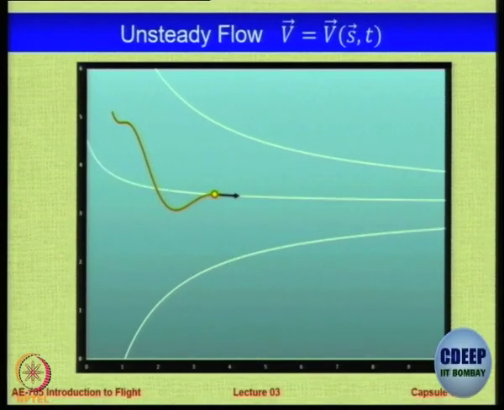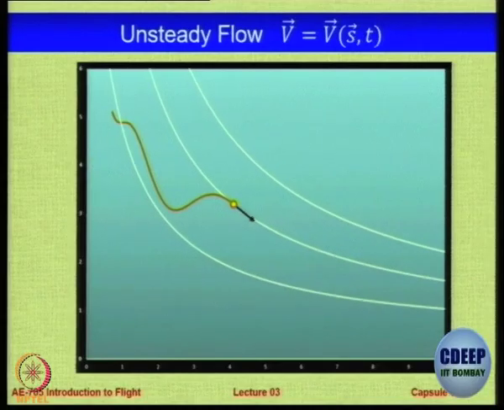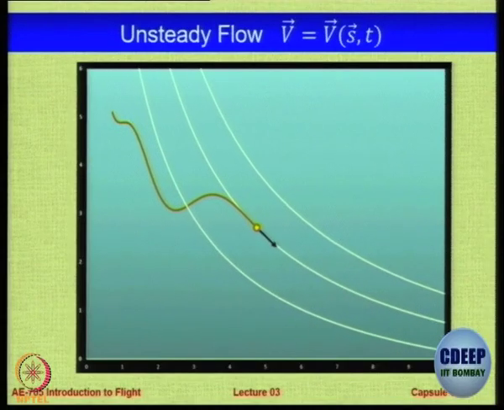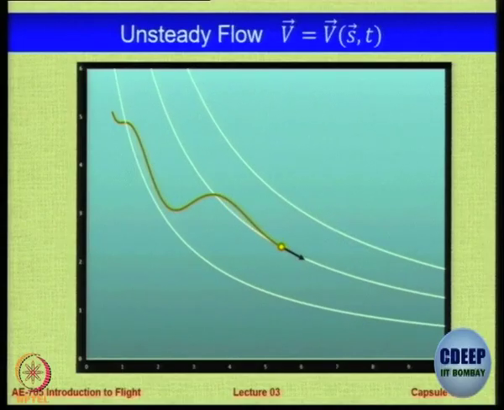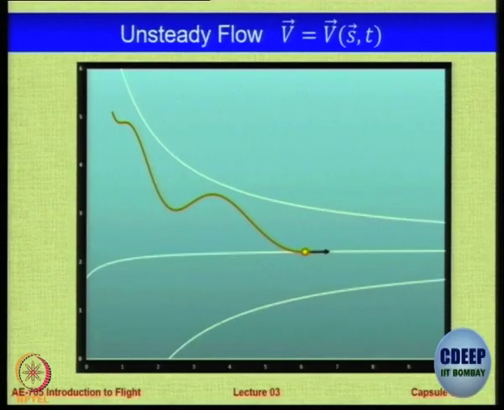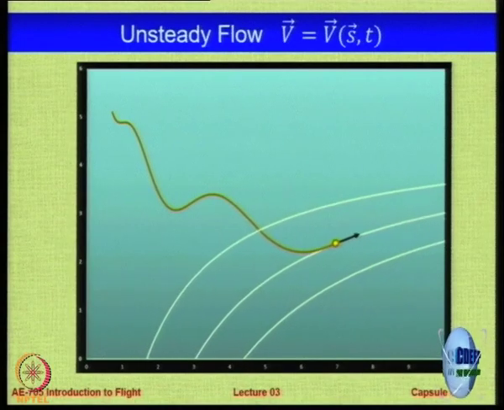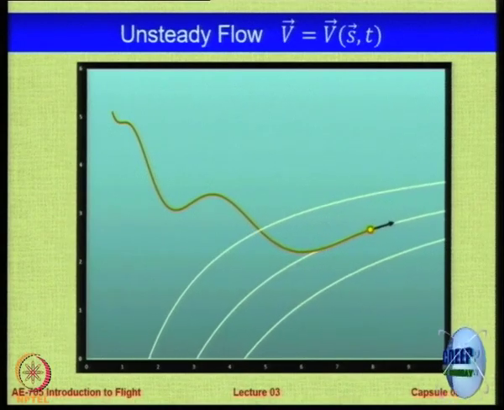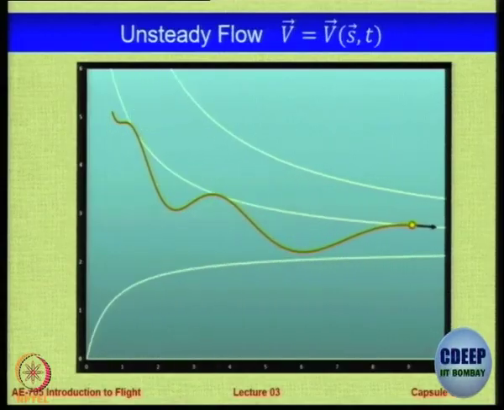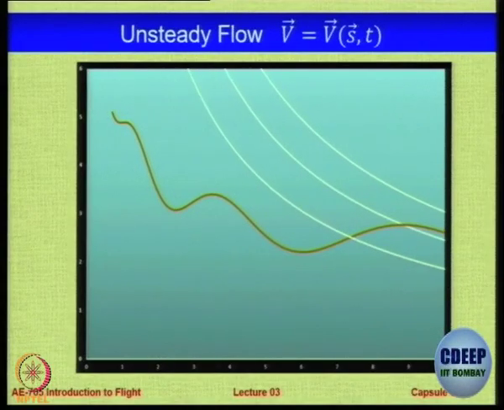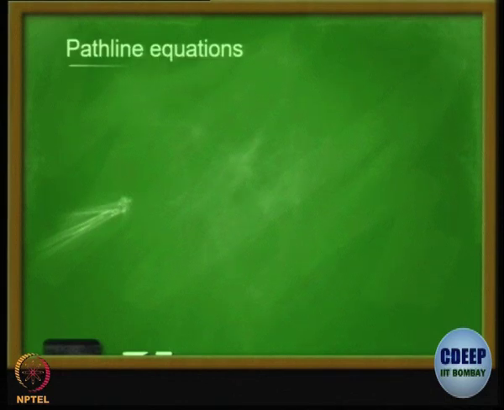The path lines are simply a trace of the path taken by the particle, but during its journey the particle need not be on the same streamline, or the streamlines could be changing as a function of time. Okay, back to the blackboard. Let's look at the mathematical representation of path lines.